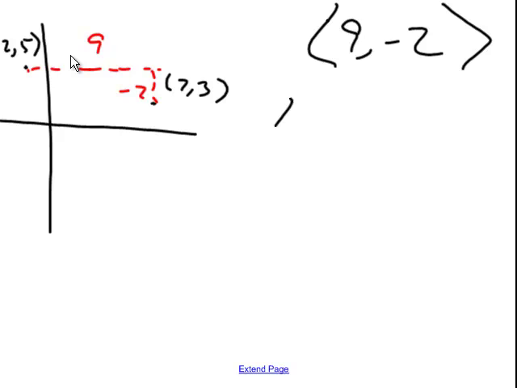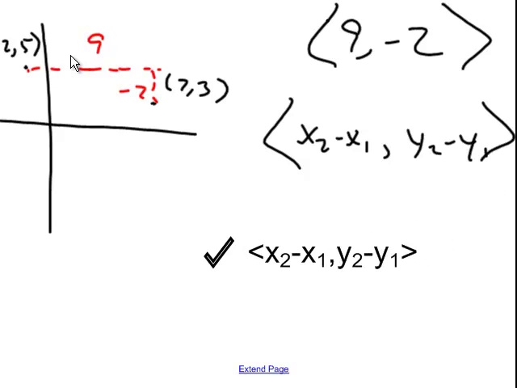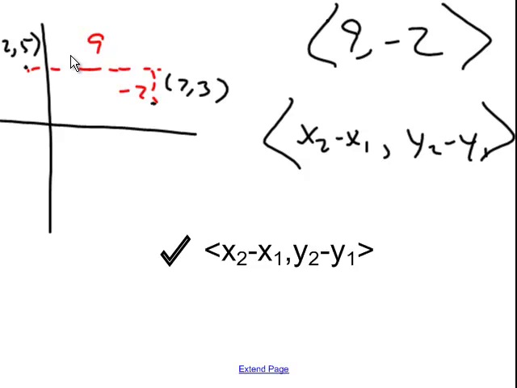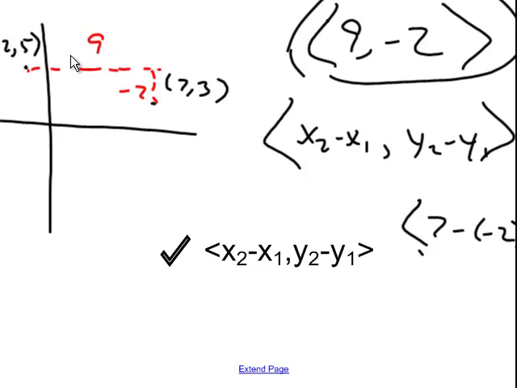I also could write this as the component form of my vector is <x2 minus x1, y2 minus y1>. Apparently I've done something here. There it is. I didn't have to do that again. And so I would have gotten, in this particular case, <7 minus -2, 3 minus 5>. And sure enough, that would once again have given me <9, -2>.